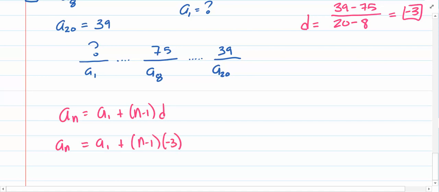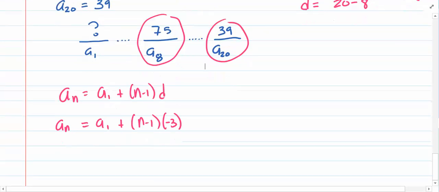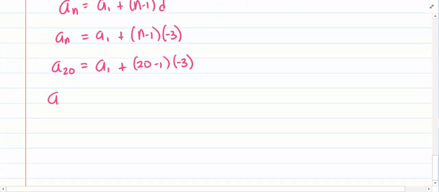Okay, awesome. Now, I need to use another piece of information. I need to either use this information here or this information here. Which one do you want to use? The 8 and 75 or the 20 and the 39? 39 and 20. Okay, so here's what we know. a sub 20 has to be a sub 1 plus 20 take away 1 times negative 3. Is that true? Yes. Okay, good. Now watch my algebra here. a sub 20 is going to be a sub 1 plus, well, this is just 19 times negative 3, right?